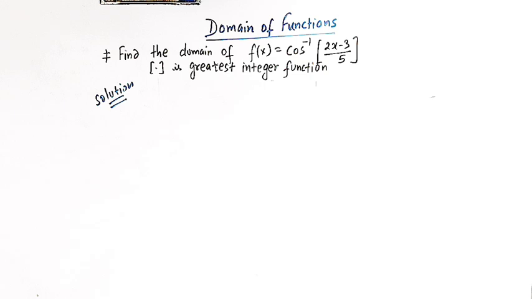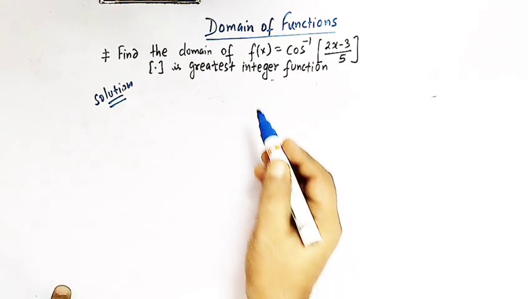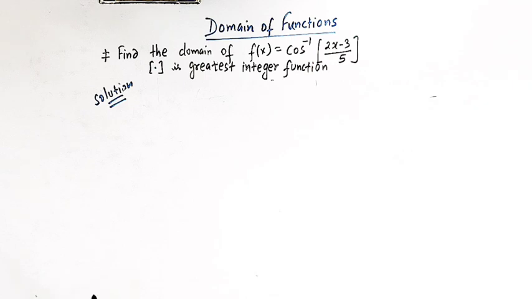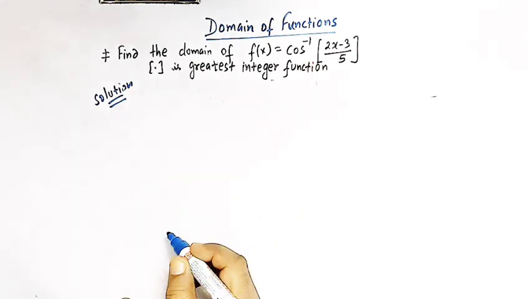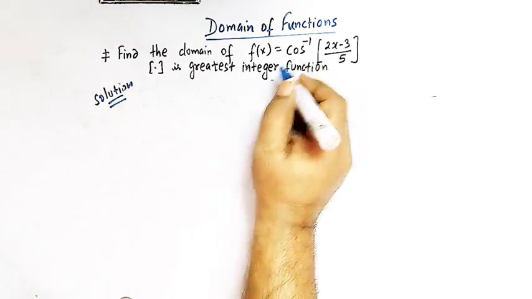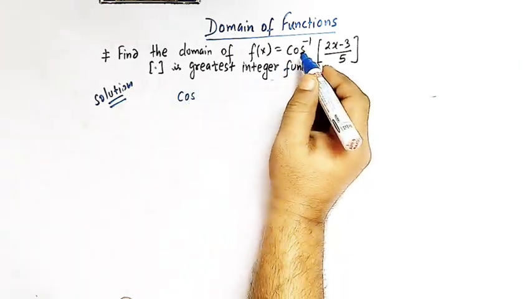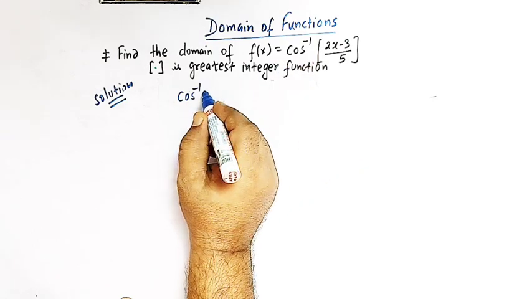So let us see how easily we can find out the domain of this function by using the definition of the greatest integer function and some important concepts from inverse trigonometric functions. Whenever we have to find the domain of some given function f of x, it implies that we have to find all the valid values of x for which the function is defined. Now here let us first see the inverse trigonometric function, that is cos inverse theta.